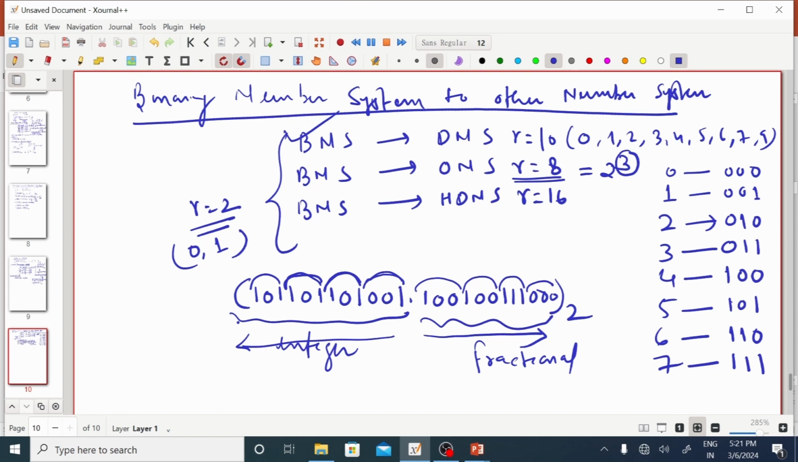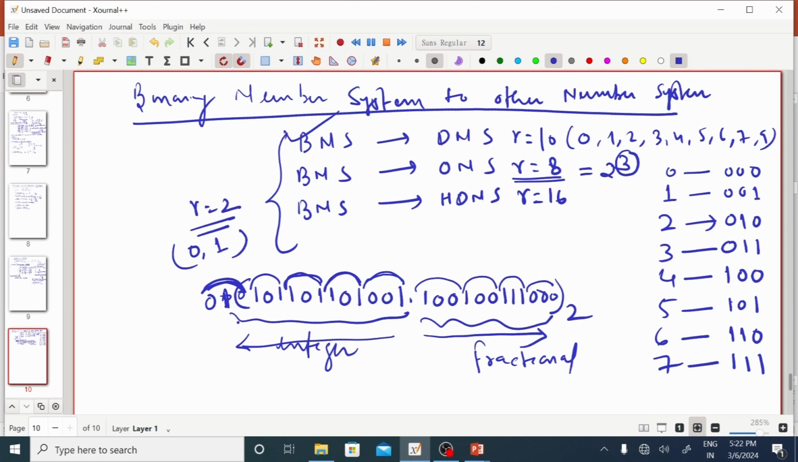Similarly, when the group is already complete, there is no need of grouping. But suppose the number is 1, that is 0 1. Again for making a group of 3, we add a 0 here. This 0 doesn't change the integer portion of the number. And then we find the equivalent octal digit corresponding to each group of binary bits.